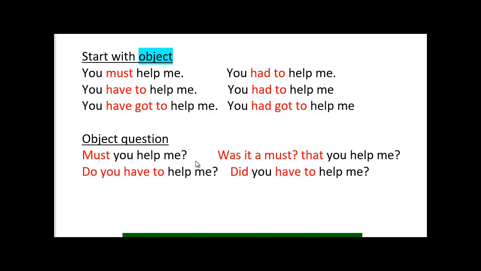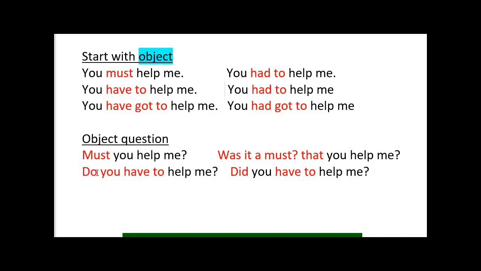For the question, must you help me? Must you help me? And was it a must that you help me? It's a little bit complicated here, but I thought I'd mention it, so you know how it's said anyway. Was it a must that you help me? Because we're talking about the past.